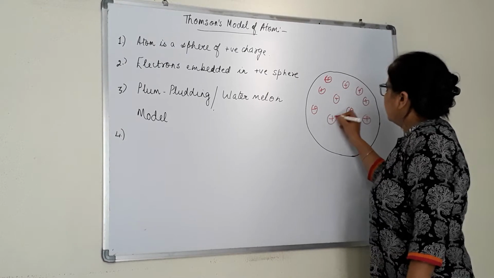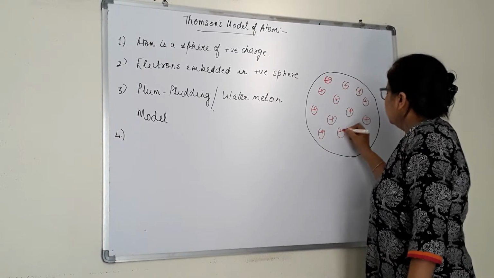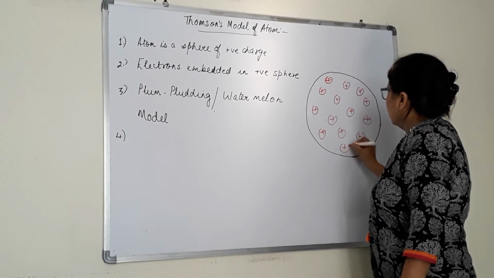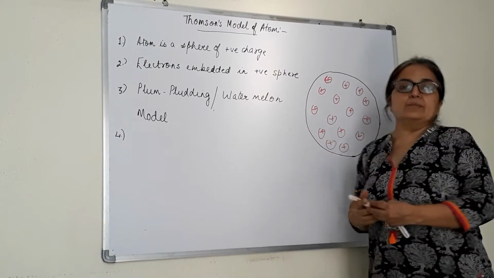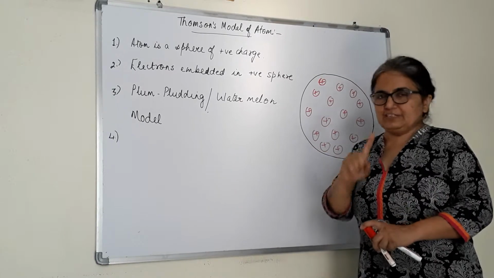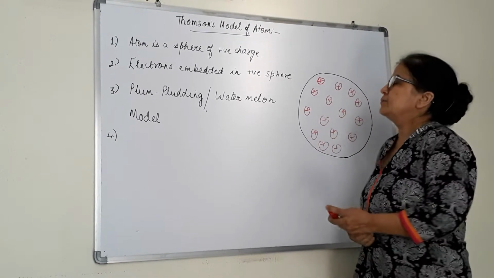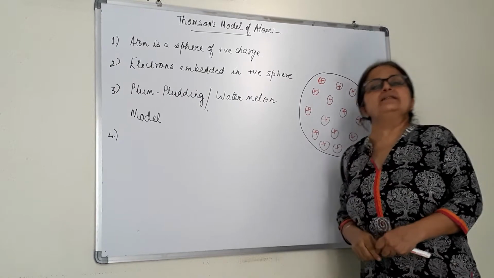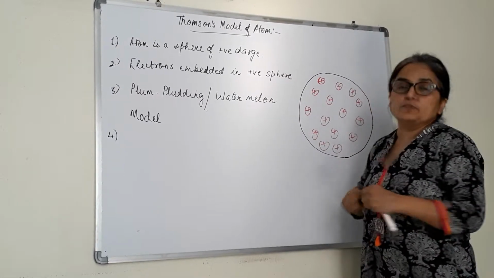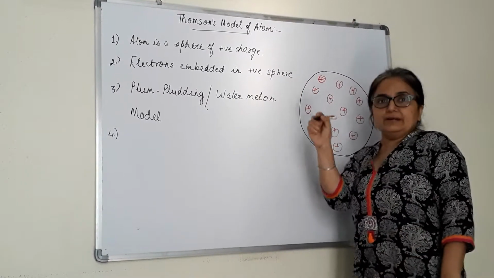Let me draw this: it was all a positive sphere, distributed throughout the atom. It is a sphere of the positive charge. That is the first main point. The second point he said was that the electrons are embedded in the positive sphere.